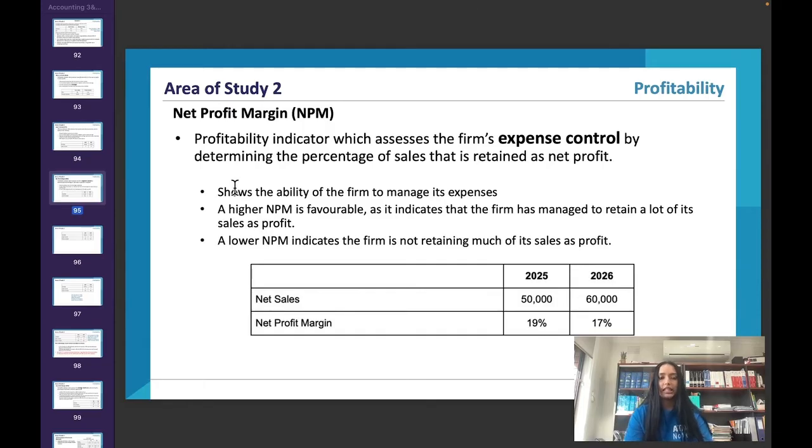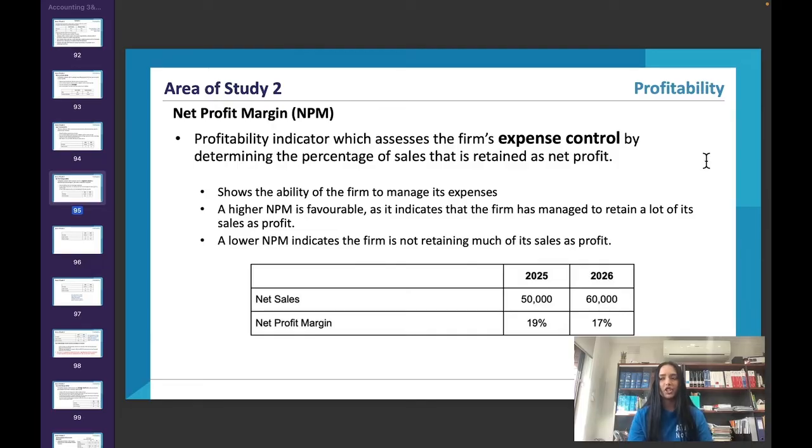Net profit margin indicates how well the business controls its expenses, all of its expenses. It does this by calculating the percentage of sales that is returned as net profit. So basically, out of the total sales earned from the business, how much of that is actually retained as net profit, versus how much is going towards expenses.